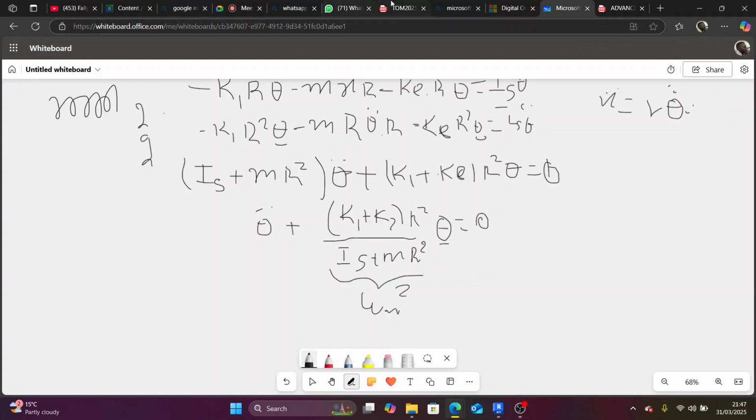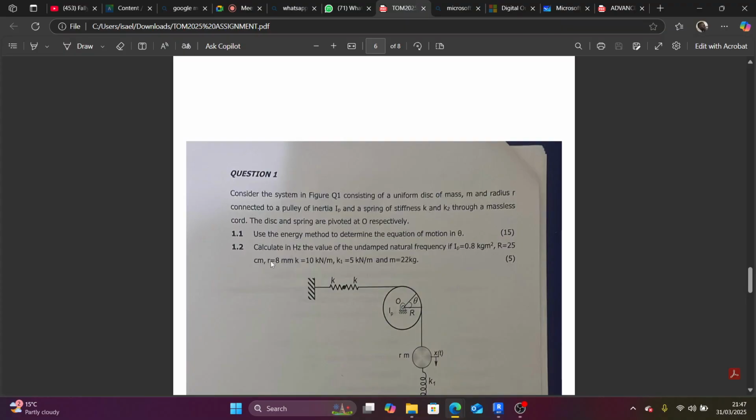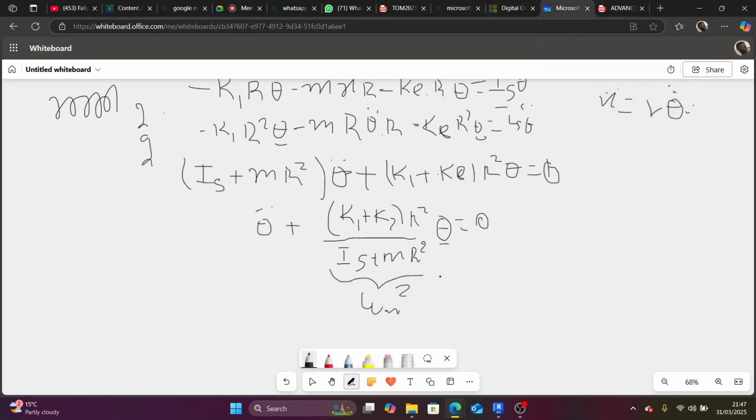Yes. If you read the questions, you see, after here they will say calculate the damped frequency, whatever it is. Everything comes from this one here. So Wn square would be equal to K1 plus K2, everything times r square, divided by Is plus m r square. Now, before we move to the solving, this is the differential equation. I wanted to ask you, what is Is?